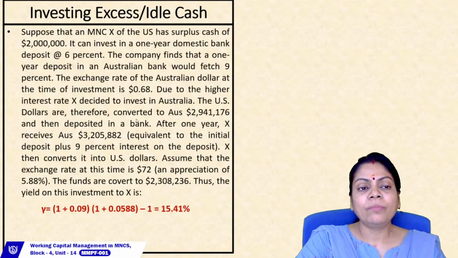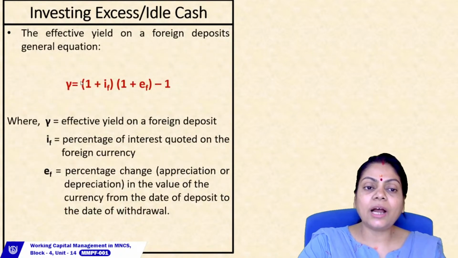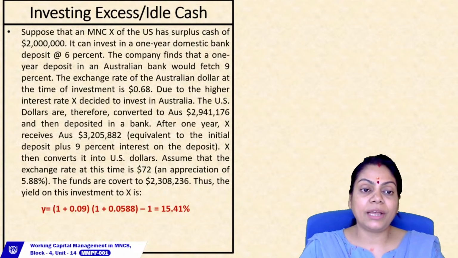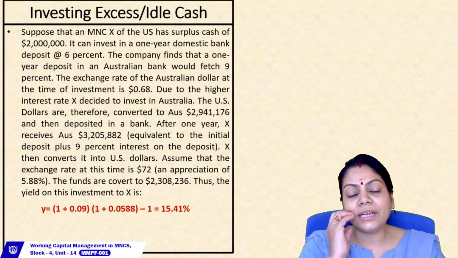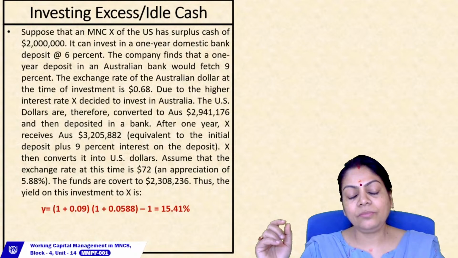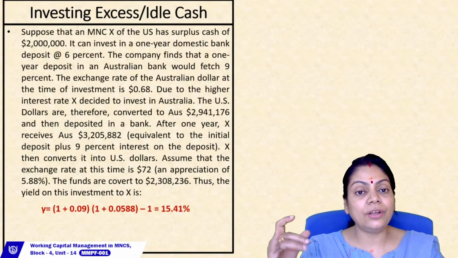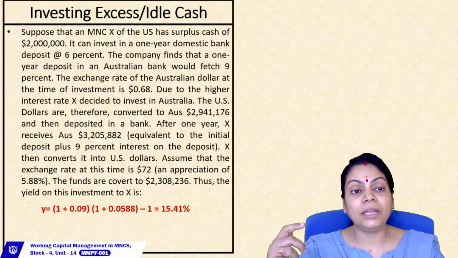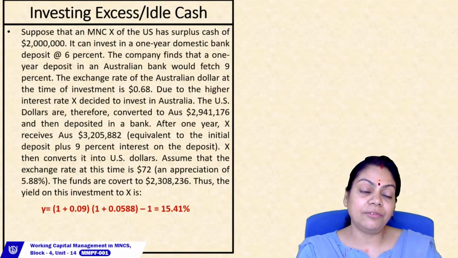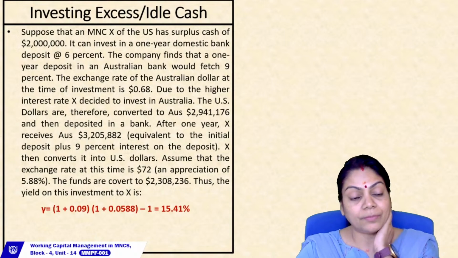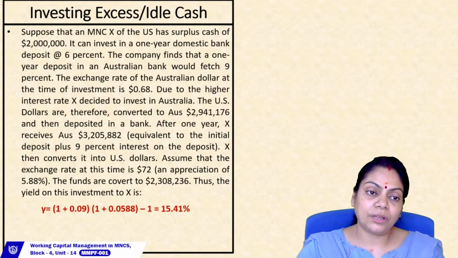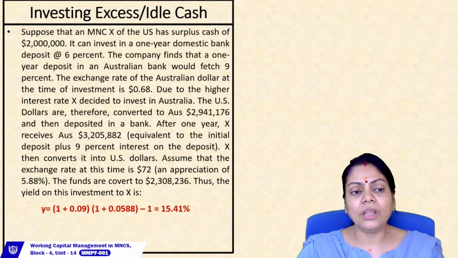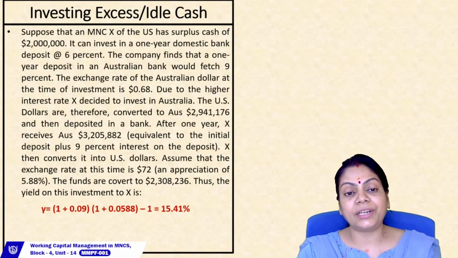Okay, so let us see how this model works with a real life example. Suppose there is an MNC called X, and it is of the US. It has surplus cash of, let us say, $2 million, and it is planning to invest that in a 1 year domestic bank deposit, which is going to give 6%. Meaning that if the MNC in the US invests in the US, it will get a 6% return. Now the company finds that the same 1 year deposit in Australia would give them a 9% rate of return.